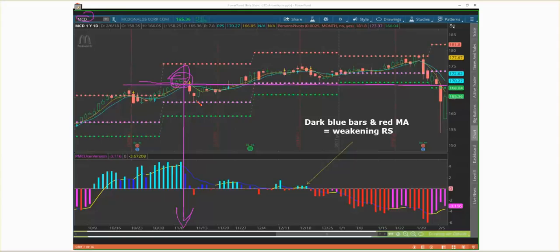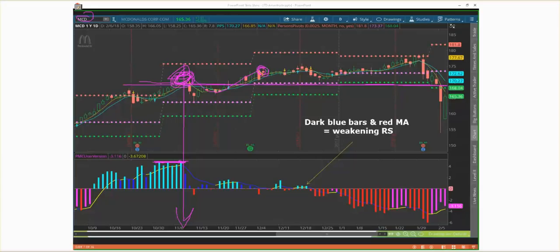But the one thing that this tool helped us identify was, if you look at the relative strength and you look at this high, as the market moved higher, the relative strength indicator is doing what? It's moving lower. And as the market made newer highs, the relative strength moves lower.